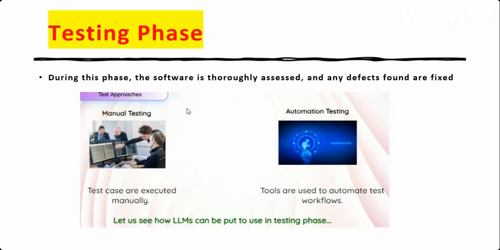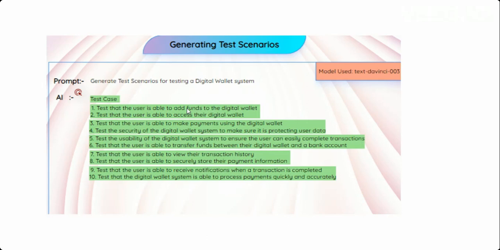And next, in the testing phase, the software is thoroughly assessed and any defects are found and fixed. So for defects we go for the testing phase. It can be done as manual testing and automated testing. So manually we can do, and we can also automate the workflows. So see how the AI will help us to do such kind of things.